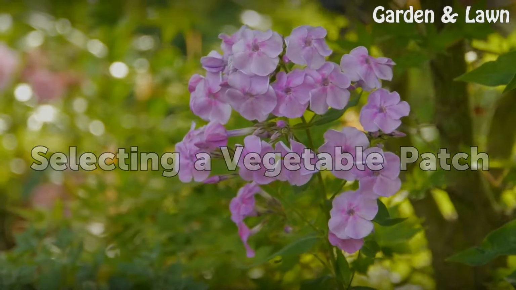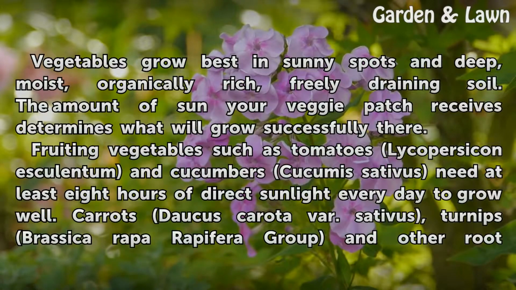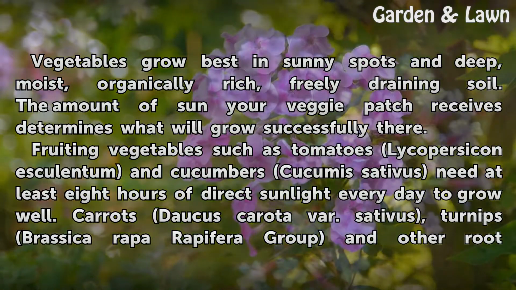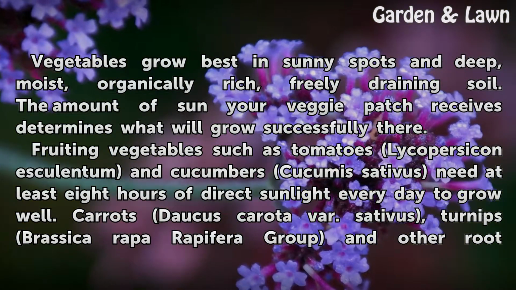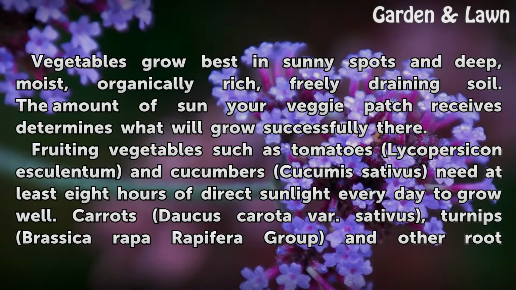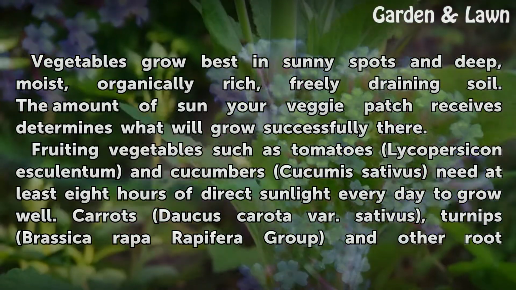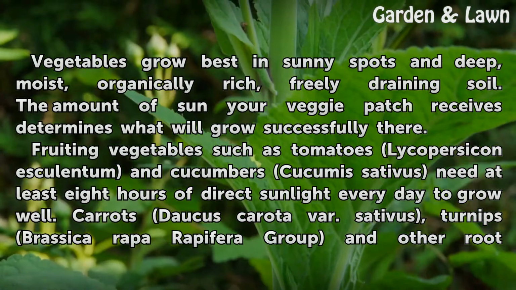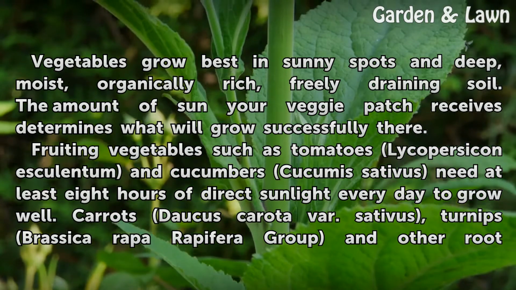Selecting a vegetable patch. Vegetables grow best in sunny spots and deep, moist, organically rich, freely draining soil. The amount of sun your veggie patch receives determines what will grow successfully there. Fruiting vegetables such as tomatoes, Solanum lycopersicum, and cucumbers, Cucumis sativus, need at least 8 hours of direct sunlight every day to grow well.